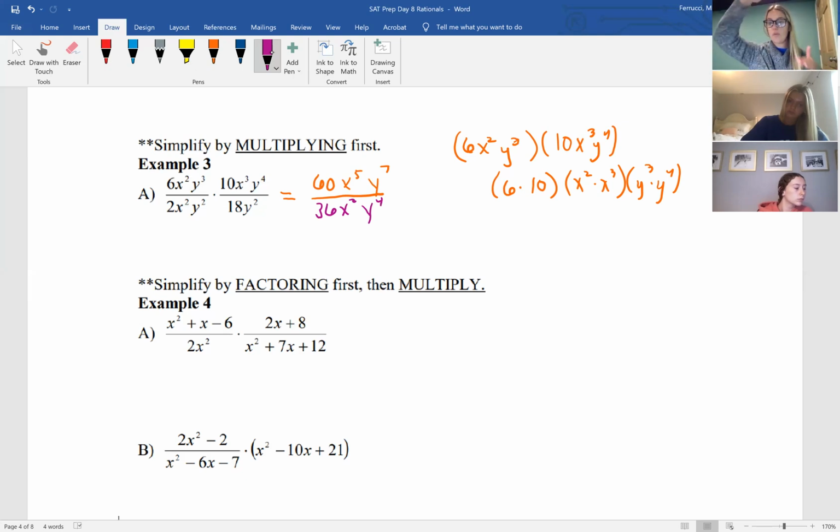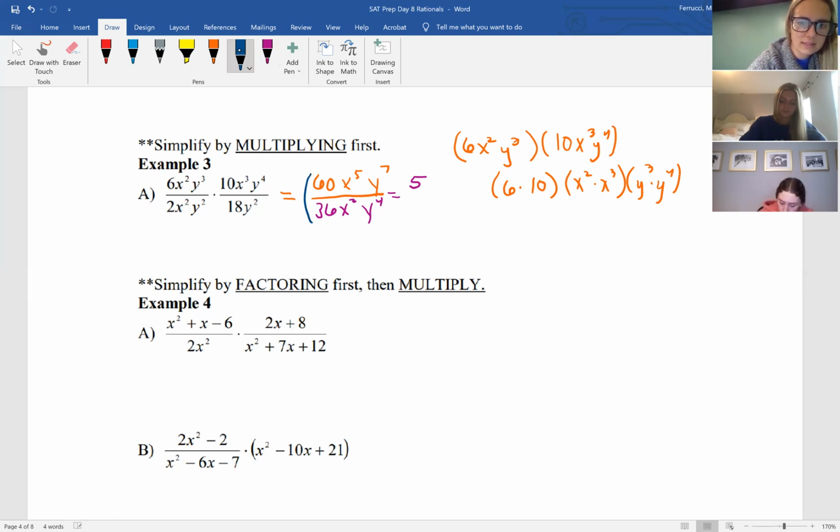Now that we just have one term on the top, one term on the bottom, you can simplify. So 60 over 36, let's see, I think 12 can go into both of those? Yeah, 12 can go into both of those. So we get a 5, and this is where you go like this. You simplify it that way. So we get 5 over 3, because you divide both of those by 12.